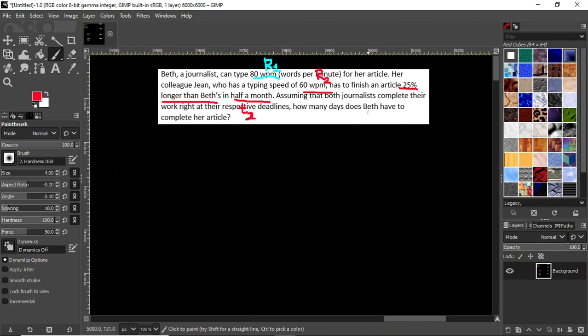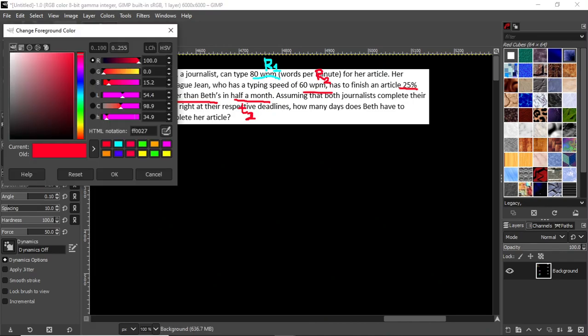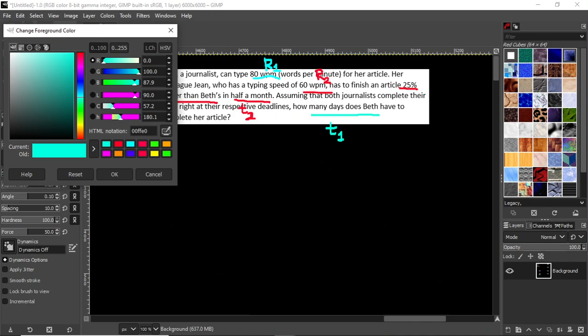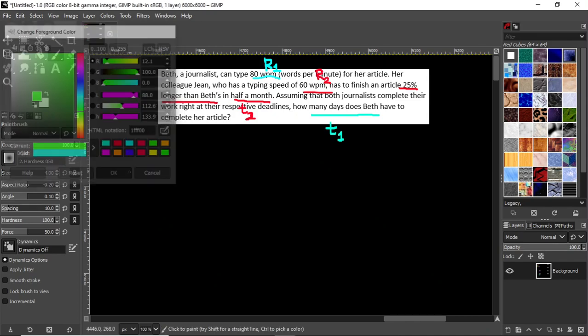How many days does Beth have to complete her article? Okay, so how many days does Beth have to complete her article? Now, what we are being asked for is what? T1, yeah. How many days Beth? So it's T1. Okay, so let's set up our equation.